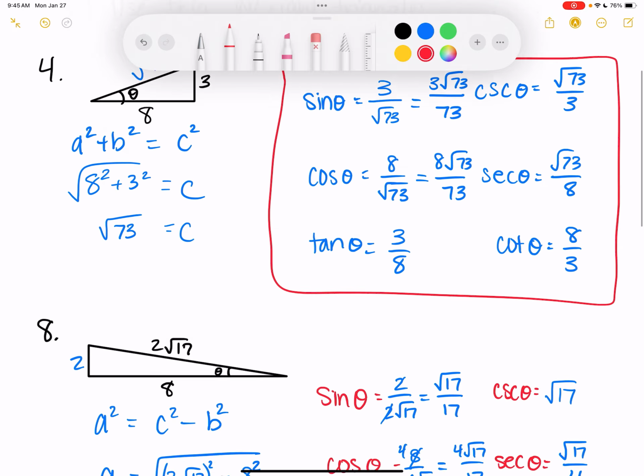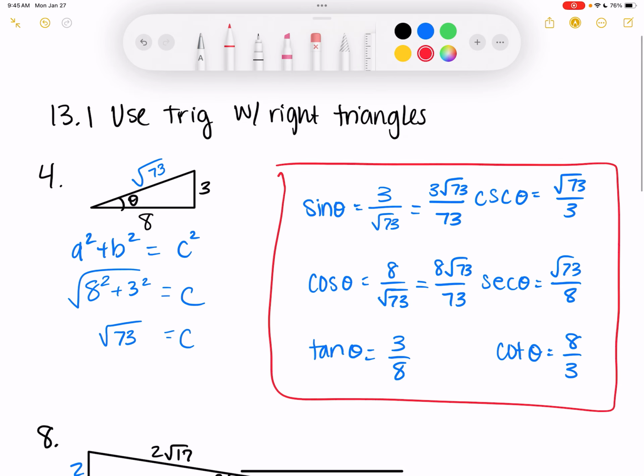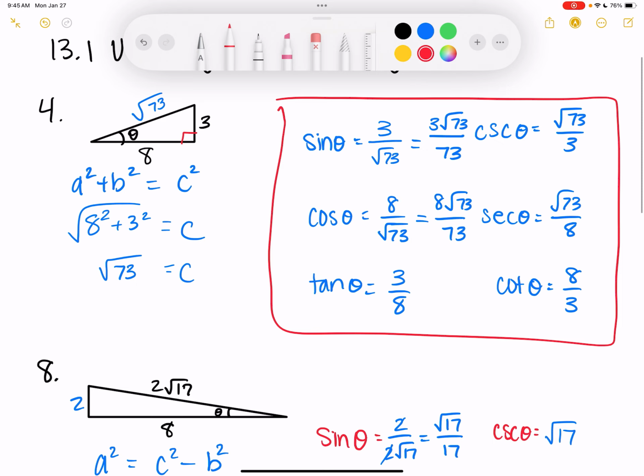Maybe I drew my triangle wrong. No, it was over here. Okay, this was my right angle. And then this was my right angle. We don't have to write it in the right angle if we know it's 90 already. It wasn't on purpose, it's just the way my triangle turned out.